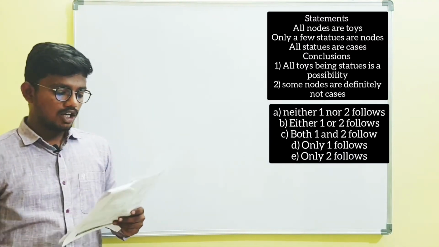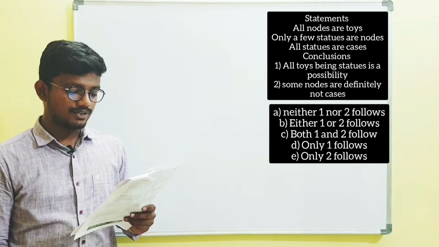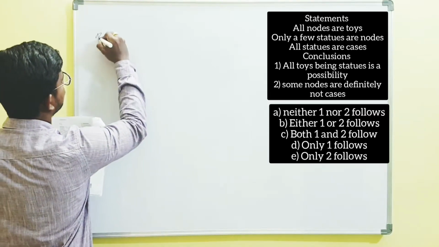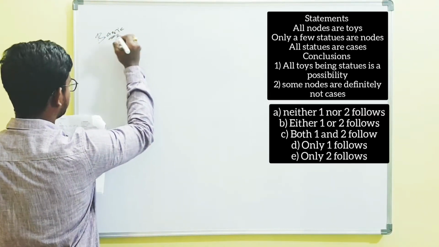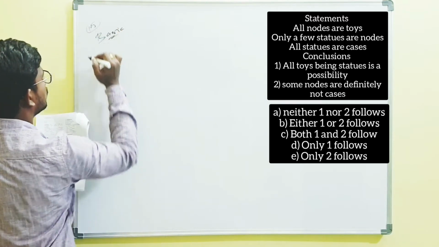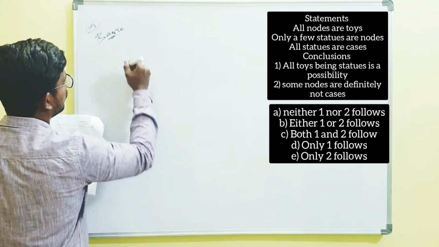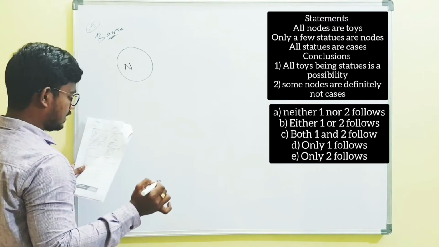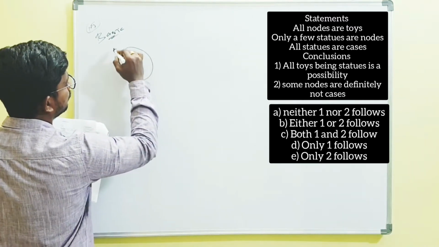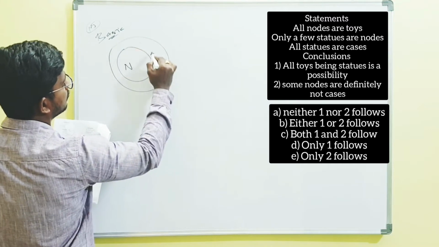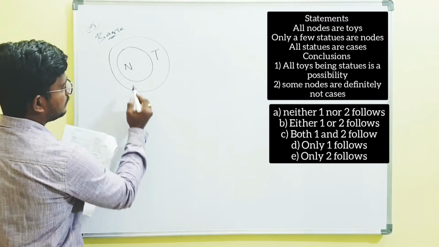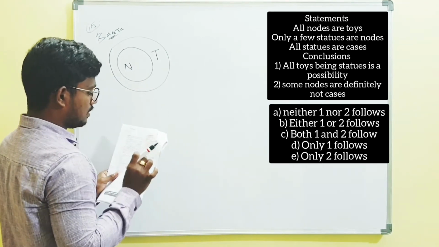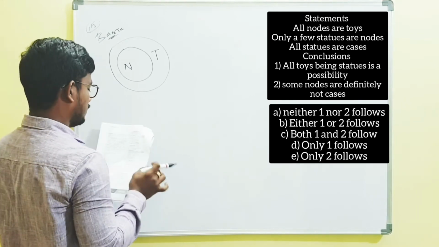15th question is, all notes are toys, only a few statues are notes, all statues are cases. So our basic diagram for 15th question will be: all notes are toys. I am indicating notes as N, and toys as T. I have drawn all notes in toys so that our statement all notes are toys will be verified.